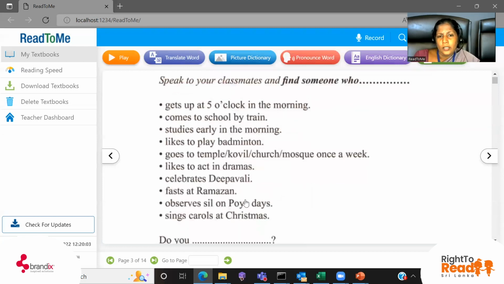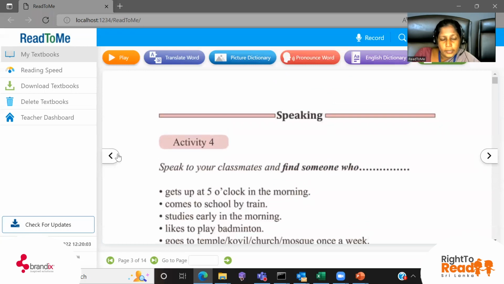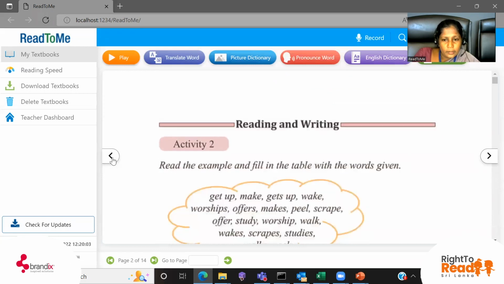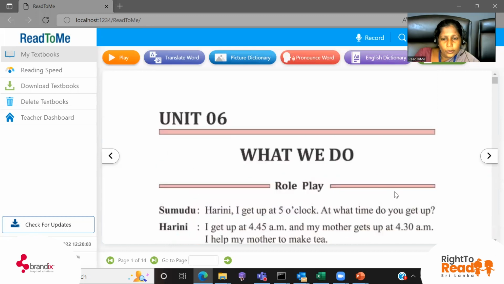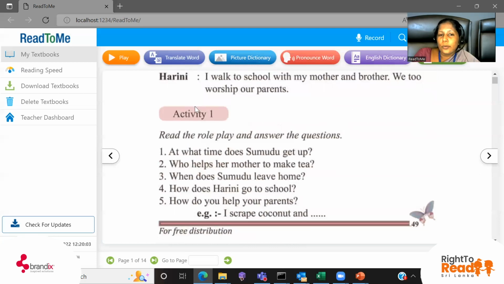So make it a point to do this activity for homework. What is your activity for homework? For homework, you have to do first what? This is activity 2, right? The first task for homework is you have to do activity 1. Of course, there are 5 questions. You have to write answers for the 5 questions. That is homework number 1, children, right?